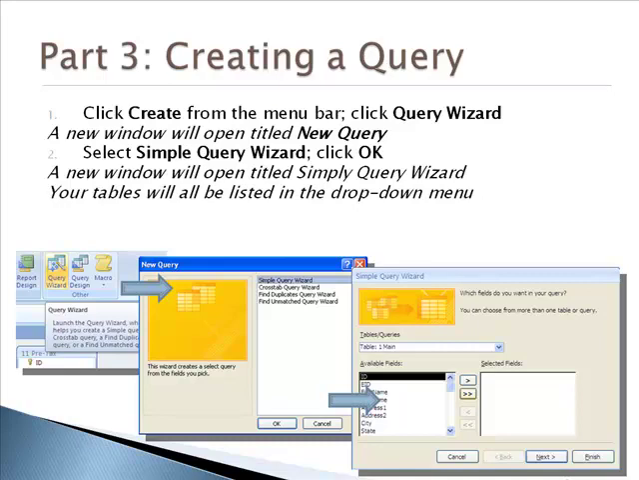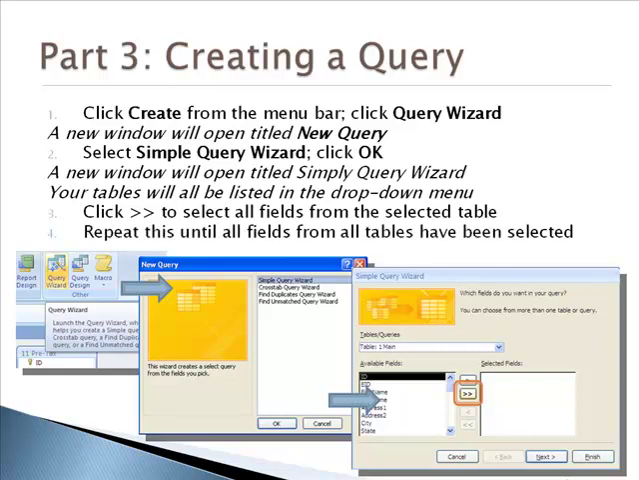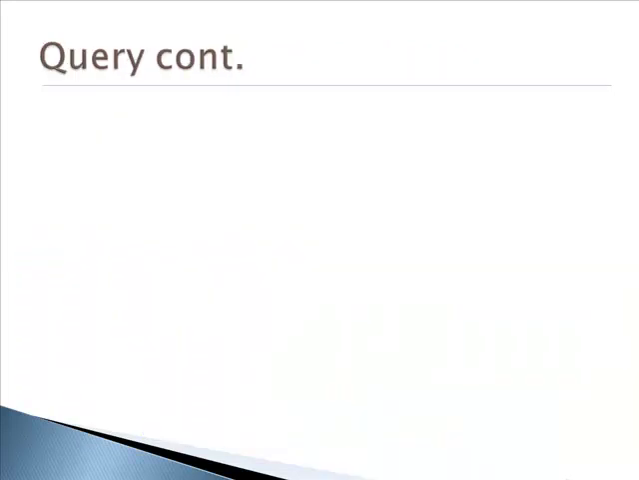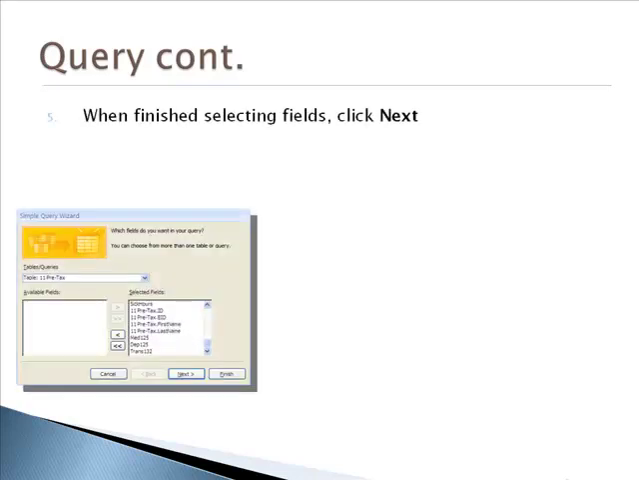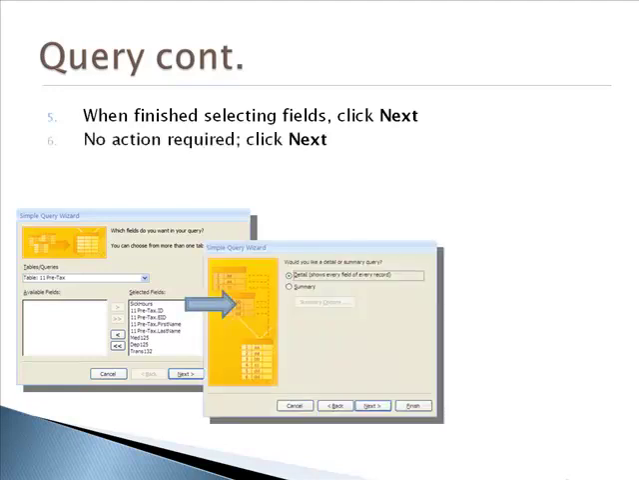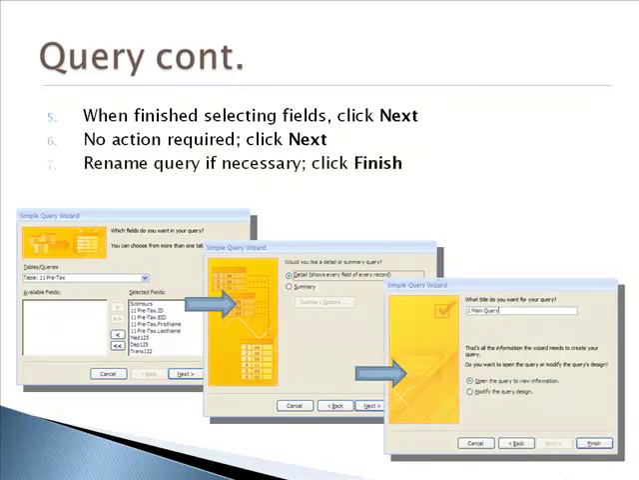Your tables will be listed in the drop-down menu. Click the double arrow to select all the fields from the selected table. Repeat this until all the fields from all tables have been selected. When finished selecting fields, click Next. No action is required on this screen, so click Next. Rename the query if you'd like, and then click Finish.